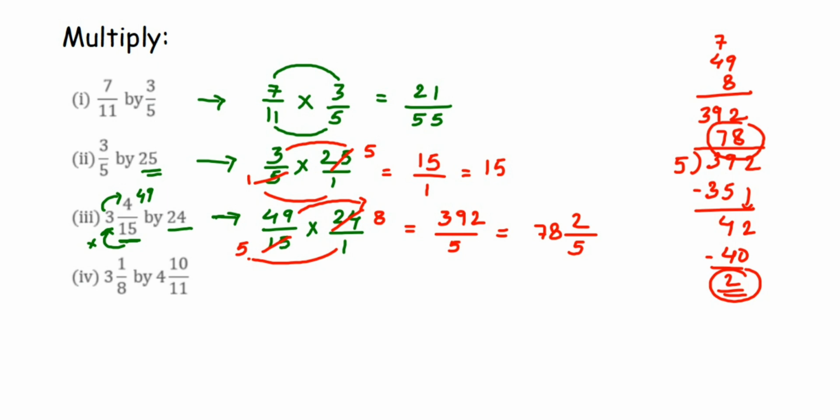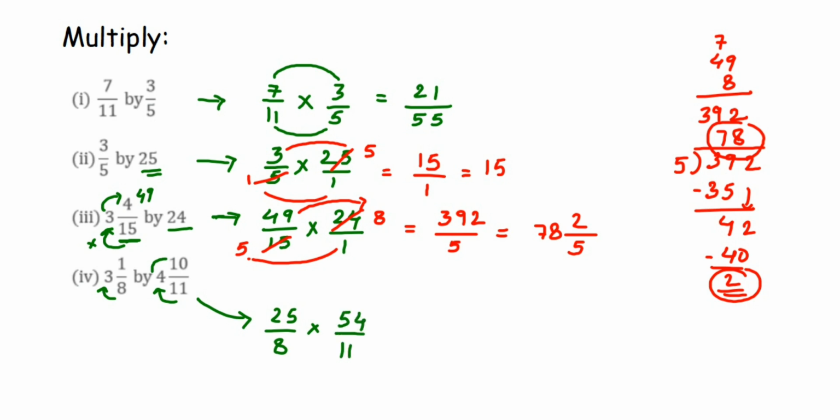Then the last question. Now you can see in this question both the numbers are mixed fractions. So first we have to convert them into improper fractions and then multiply them. So when you convert the first mixed fraction, 8 3s are 24, 24 plus 1 is 25. So we'll get 25 by 8 multiplied by the second one. 11 times 4 is 44, 44 plus 10 is 54. We'll get 54 by 11.